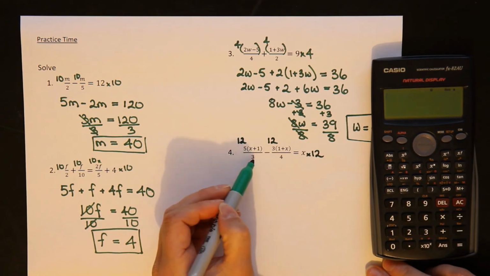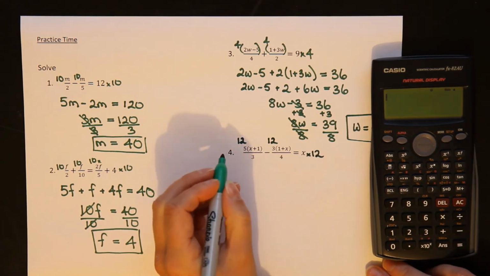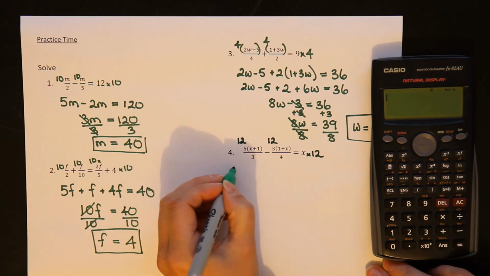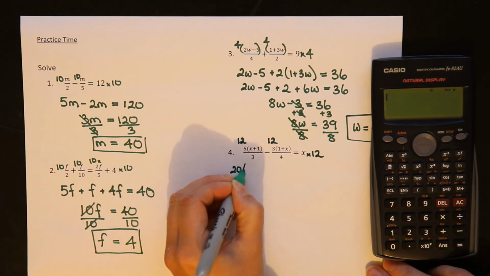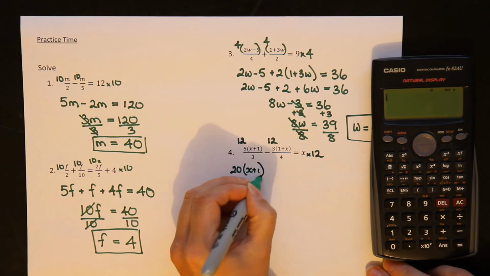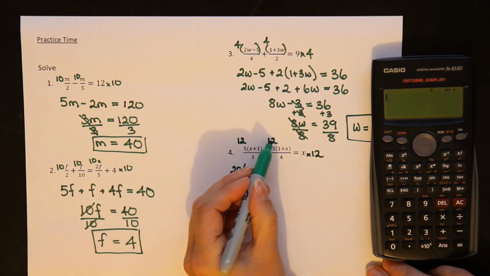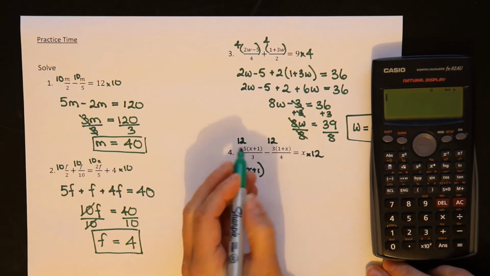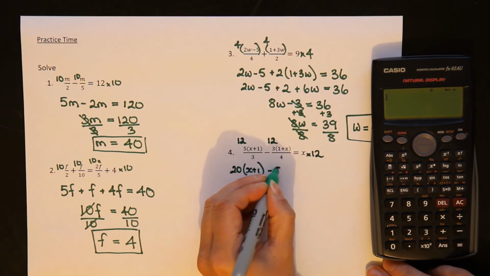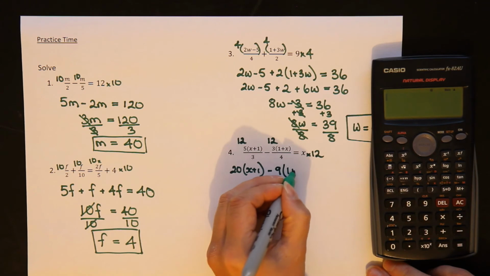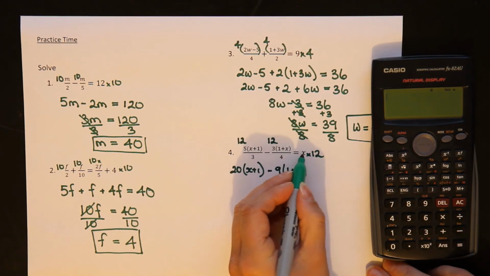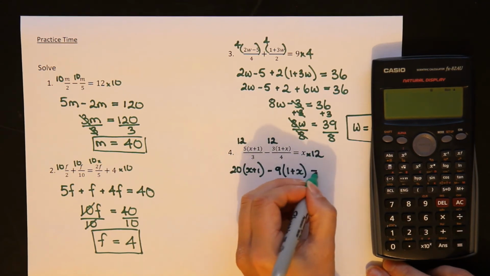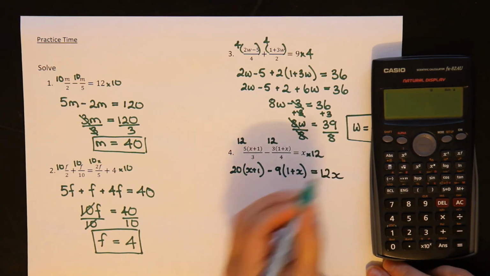Now 12 divided by 3 goes 4 times, but I have to multiply that 4 with the 5 that's there, so 4 times 5 is 20x. Alright, that's the first one. 12 divided by 4 goes 3 times, and 3 times 3 is 9, so minus 9, bracket 1 plus x. And 12 times x is 12x.